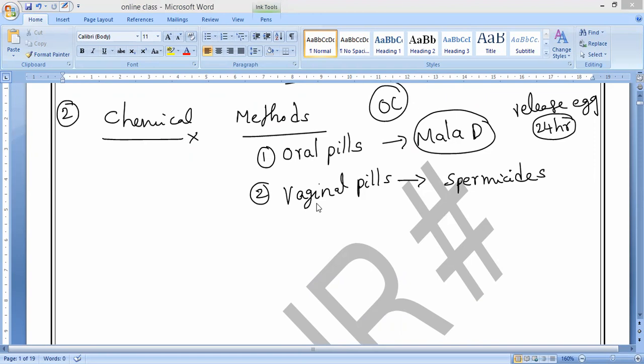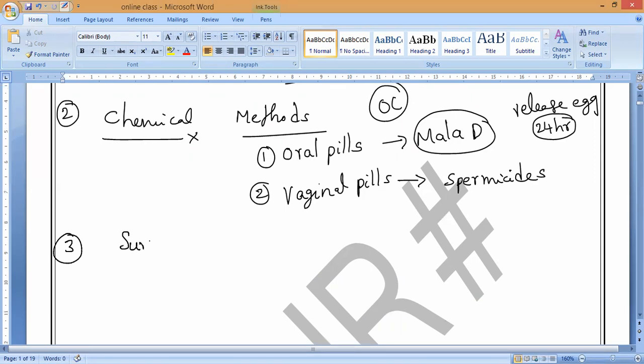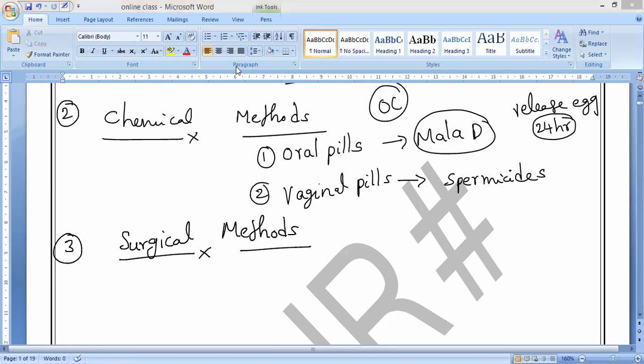Now what is the third one, guys? The third method is called the surgical method. This is the most important one, which basically everybody follows. After getting one or two babies, you might have seen they go for an operation. Both males and females can do this operation, so it is called the surgical method.